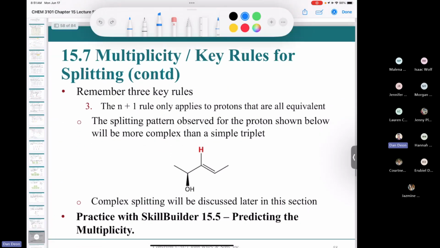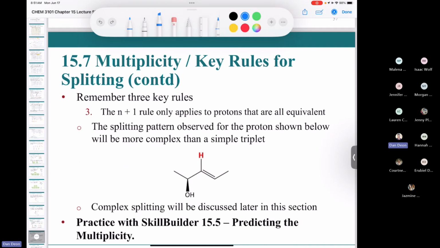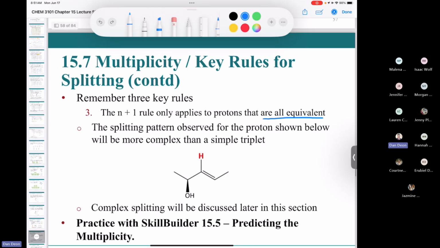And the last one is this. It says the n+1 rule only applies when protons are all equivalent. So what does that mean, okay? It means that you have to have protons that all have the same coupling constant in order for the n+1 rule to be applied. So when it says they're all equivalent, another way to put that is same J value. And if you're like, Mr. Dion, I don't even know what a J value really is yet. Well, let me show you with this example here, okay?